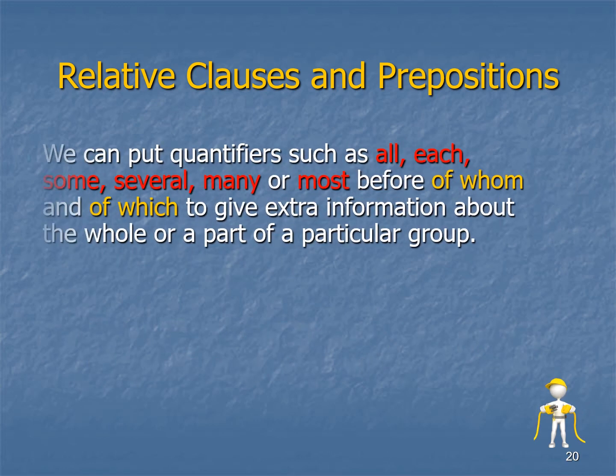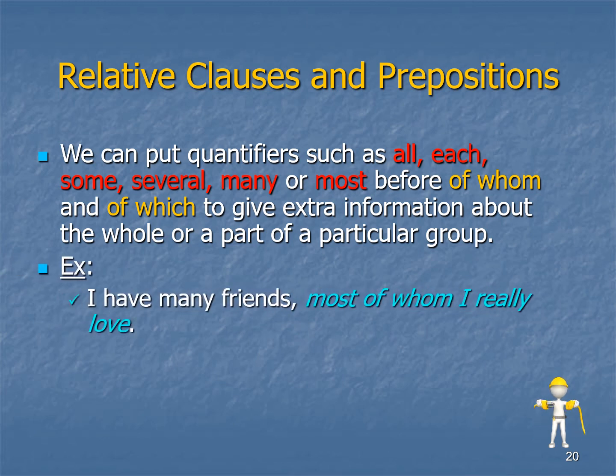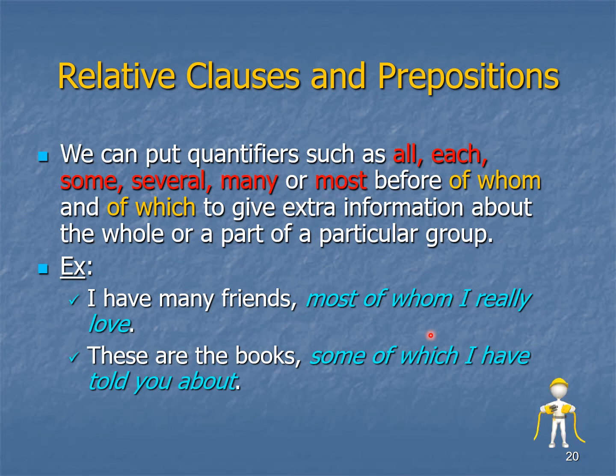Next, we can put quantifiers such as all, each, some, several, many, or most before of whom or of which to give extra information about the whole or a part of a particular group. For example, I have many friends, most of whom I really love. You see? Most of whom. All right? These are the books, some of which I have told you about. Some of which I have told you about. All right? Okay. If you have some questions, please leave your comment.